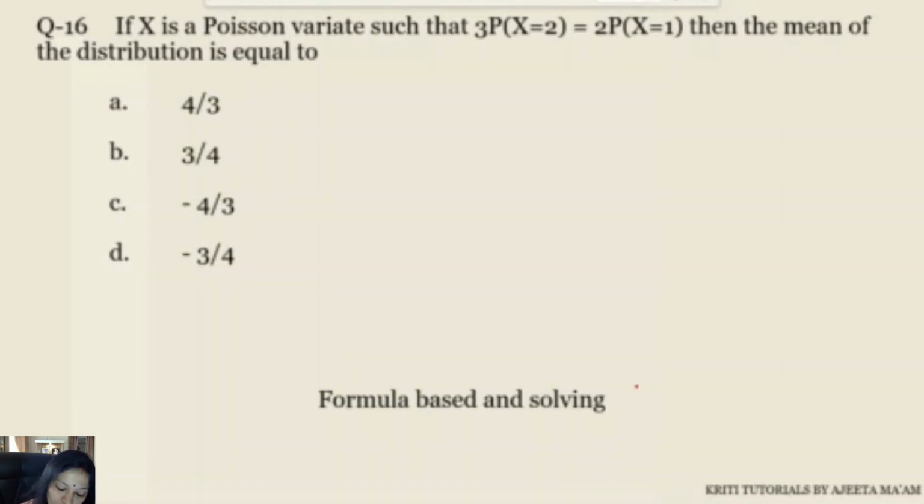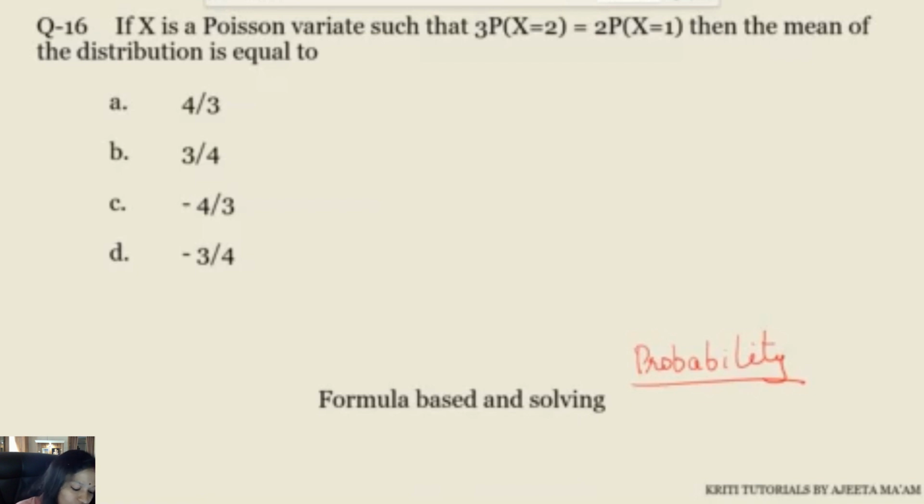Now this is based on probability and it is based on Poisson distribution, right? Till now we have got only one question on the probability unit, which was based on binomial distribution. Now this is based on Poisson distribution, right? So if this is based on Poisson distribution, what can we do? We can simply use the formula of Poisson distribution.